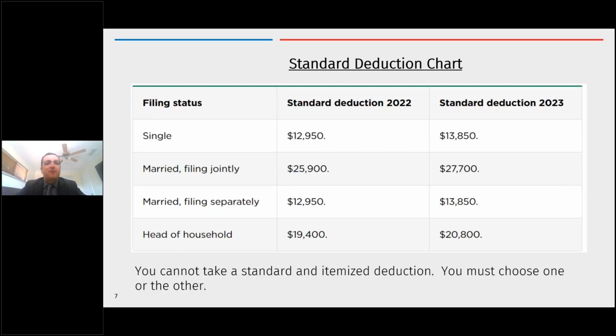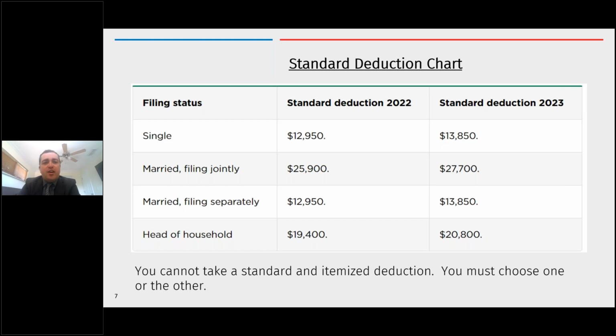Moving forward from this, before we really start getting into itemized deductions, I do want to go over standard deductions. And as the tax law has changed recently in the past 4 or 5 years, the standard deduction has really started to become the more dominant deduction. You're probably going to use it for the majority of your clients.